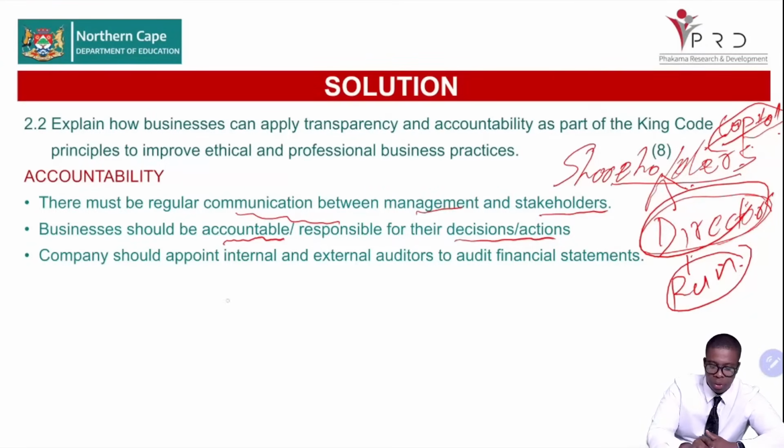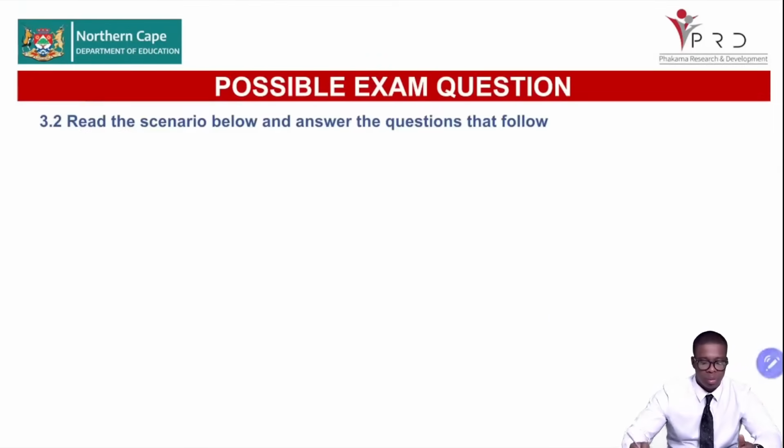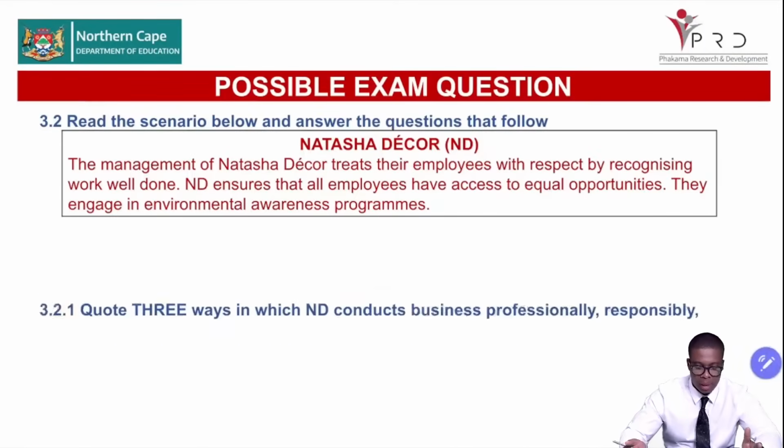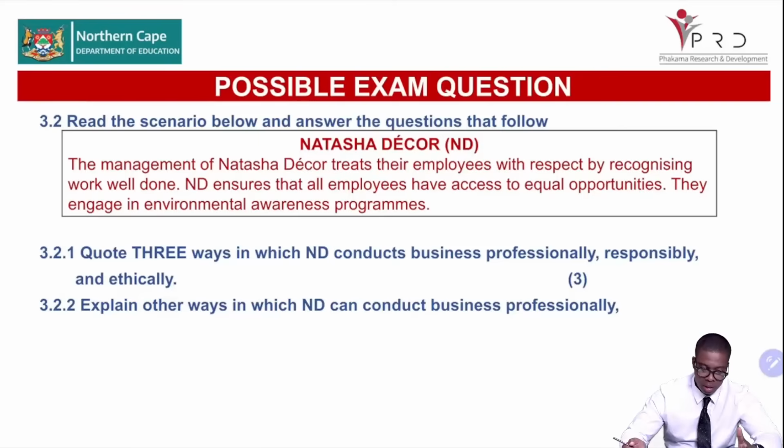And the company should appoint internal and external auditors to audit the financial statements. Then another one is the board should ensure that the company's ethics are effectively implemented. Then as we proceed, we look into another type of assessment on your ethics and professionalism, wherein we are looking into now the way in which the business would conduct their operations in a professional, responsible, and ethical way.